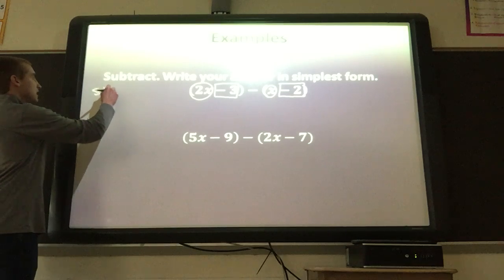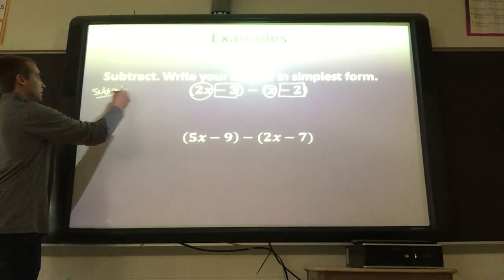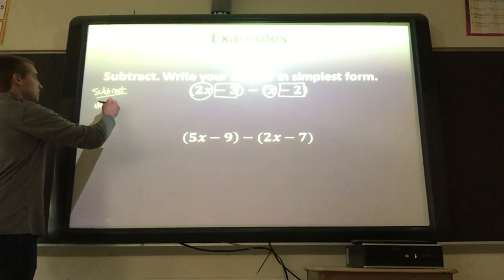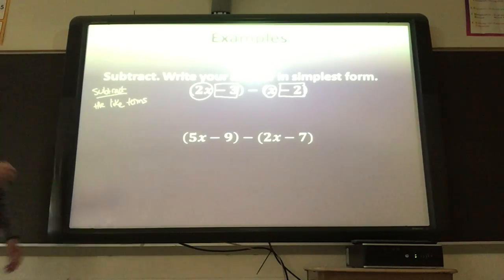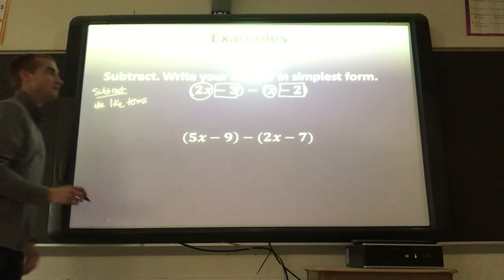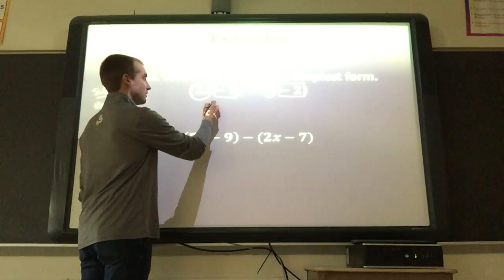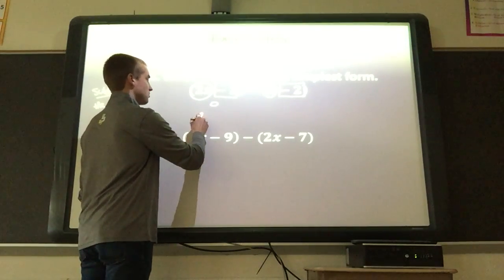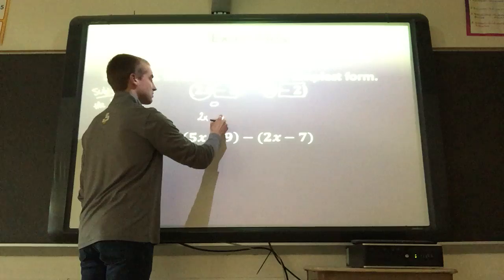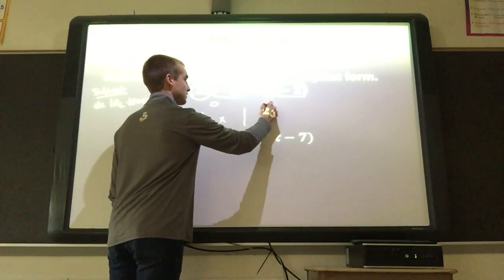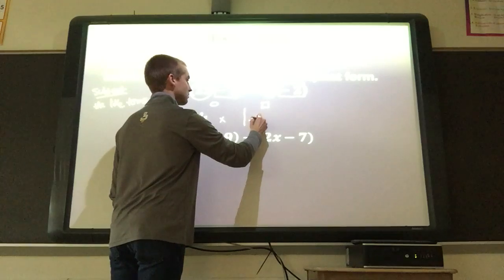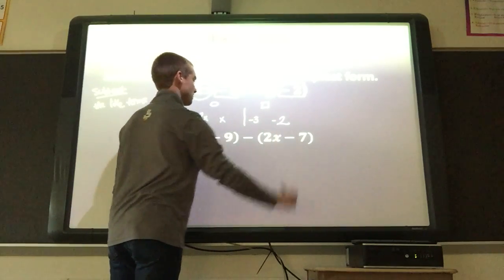We're going to subtract the like terms. Subtract the like terms from each other. What I mean is we would write everything that's been circled on one side. So 2x, and we just have an x. We'll do the same thing for everything that's been boxed in. We boxed in the minus 3 and we boxed in the minus 2.